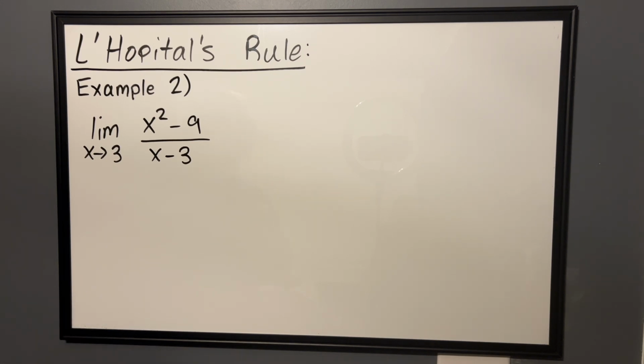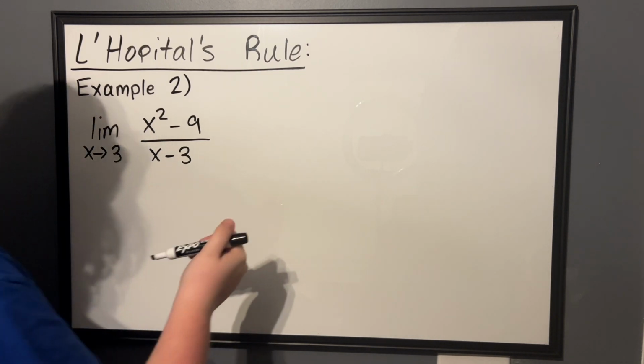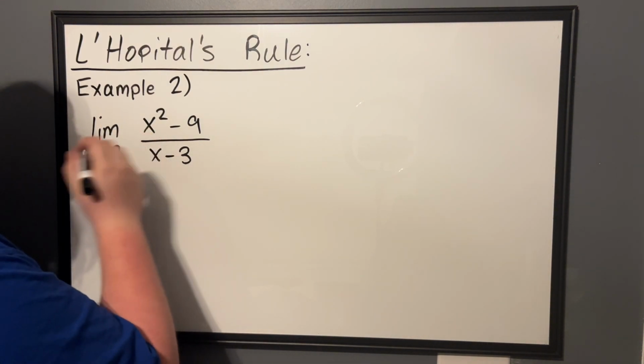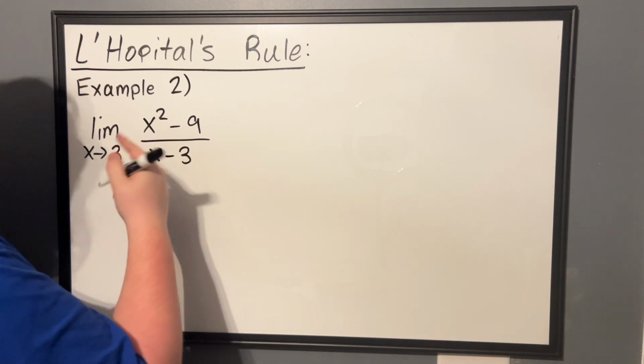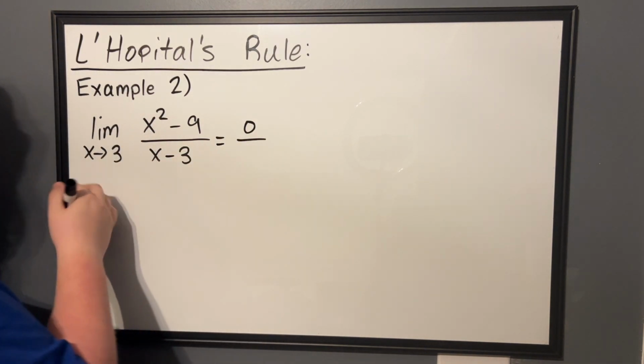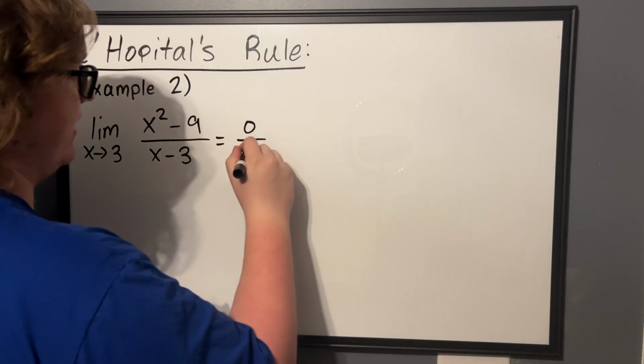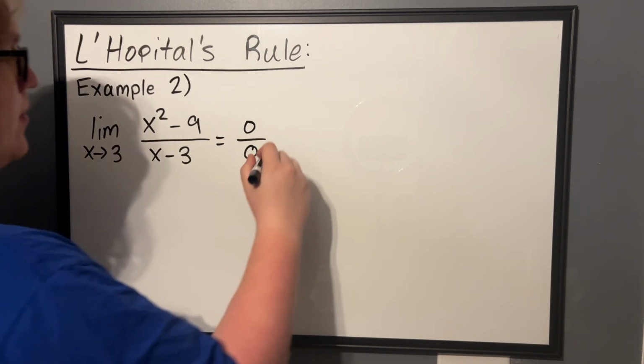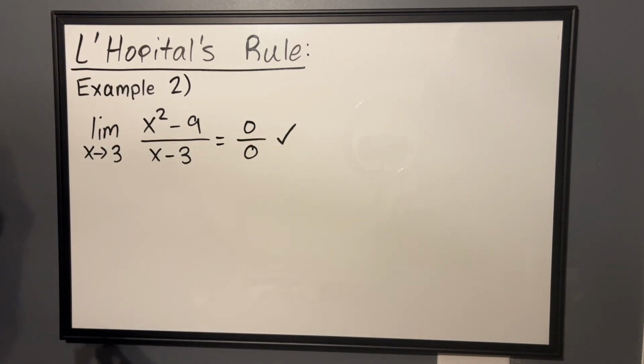But the first thing we always want to check before we try L'Hopital's rule is to make sure we get an indeterminate form. So if we plug in 3 here, we're going to get 3 squared, which is 9. 9 minus 9 is, of course, 0. And in the denominator, we have 3 minus 3. 3 minus 3 is also 0. So this is indeterminate, so we're good to use L'Hopital's rule.